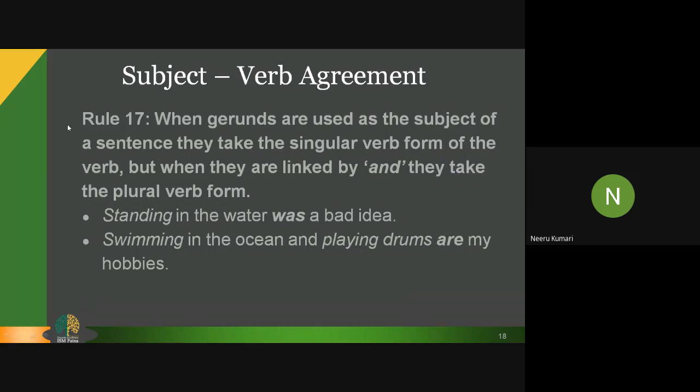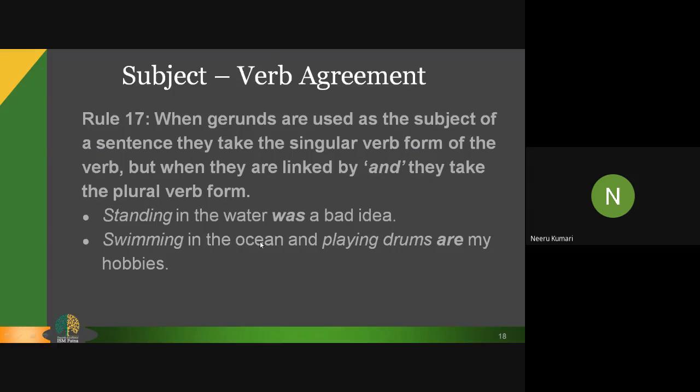I want you to focus on the first part of this rule. Whenever we are talking about the gerund when the subject is in singular form, for example, you cannot identify whether water is one or many. So water is always in the singular form. So when we are talking about such a subject, the verb form that is accepted is either is or was in the past. But when we are talking about two different actions, for example, swimming in the ocean and playing drums, these are two different actions and two different subjects. Here, the first subject is ocean and the second one is drums.